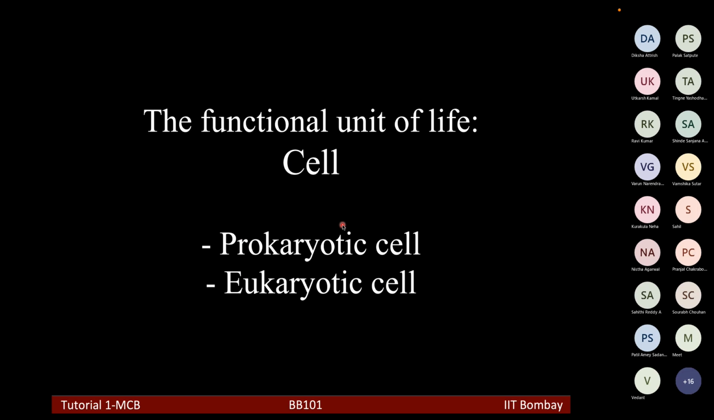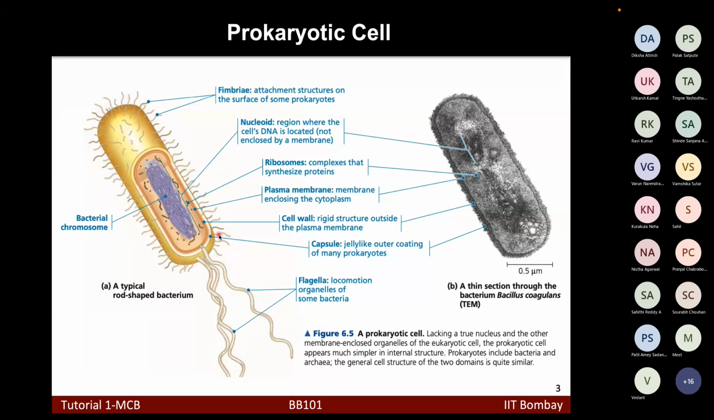So prokaryotic cells are the more primitive kind of cells. These are found in bacteria, and eukaryotic cells are evolutionarily more advanced, and they are found in higher organisms such as plants and animals and humans. So this is a general structure of a prokaryotic cell. So here we have the picture of a bacterial cell.